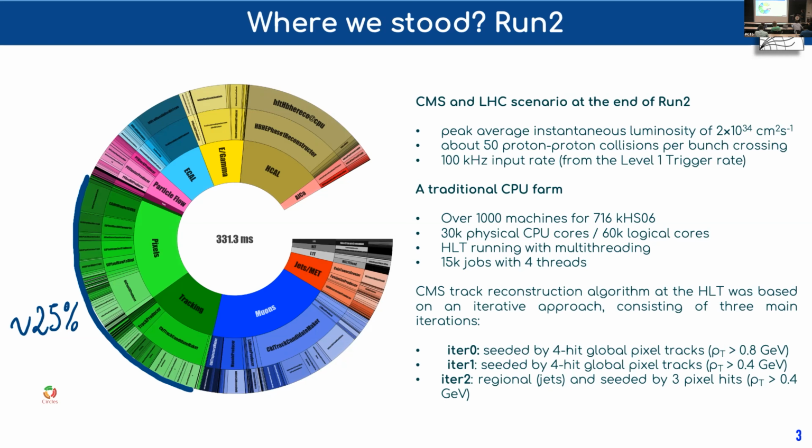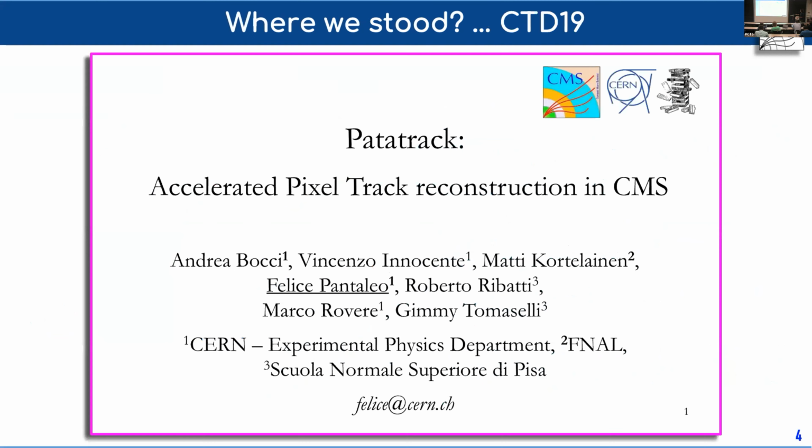And it was, let's say, a trademark for CMS, the idea, also adopted by ATLAS, to have this iterative approach, in the sense that you start reconstructing tracks that are easy to reconstruct, and then you take away those hits and go, iteration after iteration, to reconstruct the ones that are more difficult to reconstruct. So this is where we stood in CTD in 2019 in Valencia.